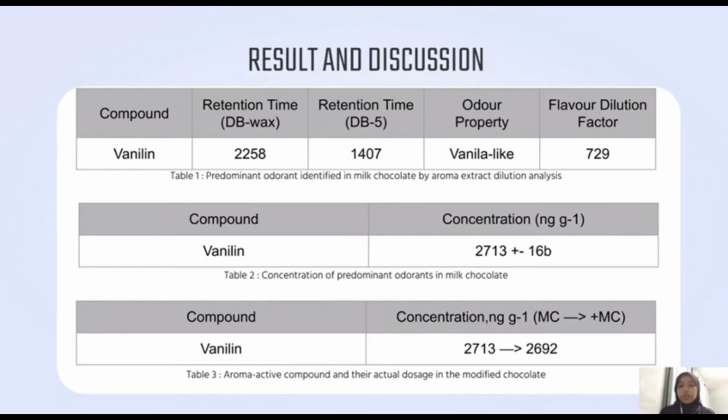The compound used is vanillin and its concentration is 2713 plus minus 16. The third table shows the aroma active compounds and their actual dosage in the modified chocolate. The compound used is vanillin and its concentration is 2713 until 2692.